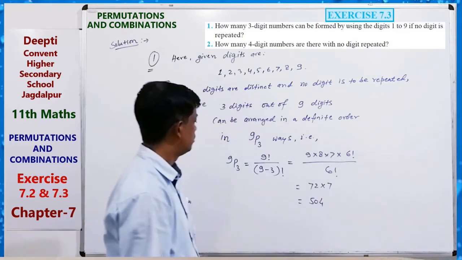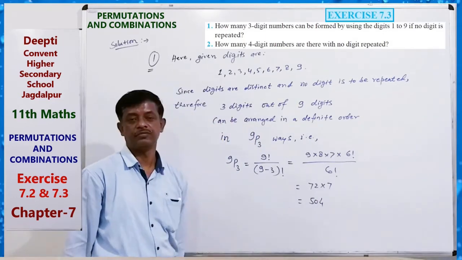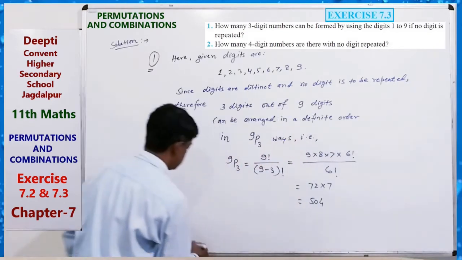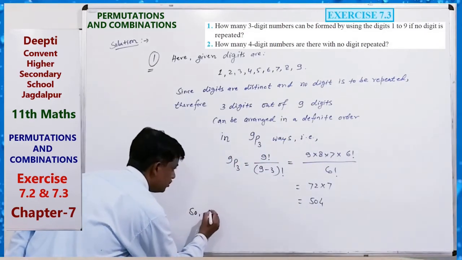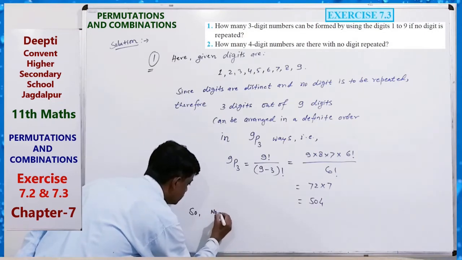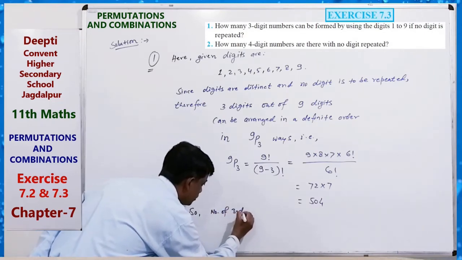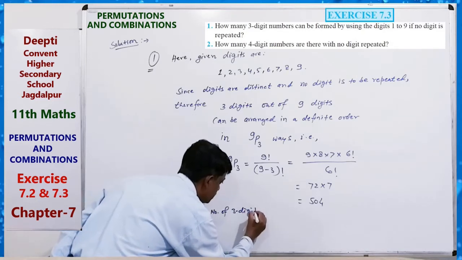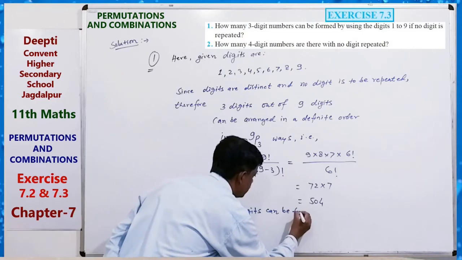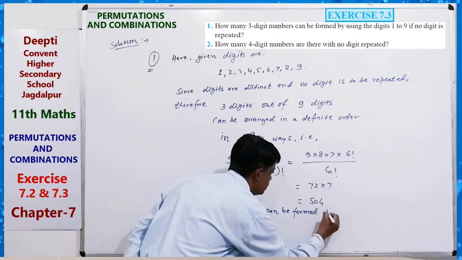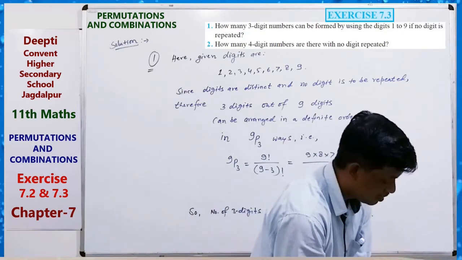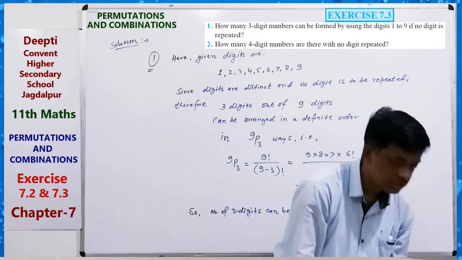504. So this is the number of 3-digit numbers that can be formed, 504. So this is the solution of 7.3, question 1.